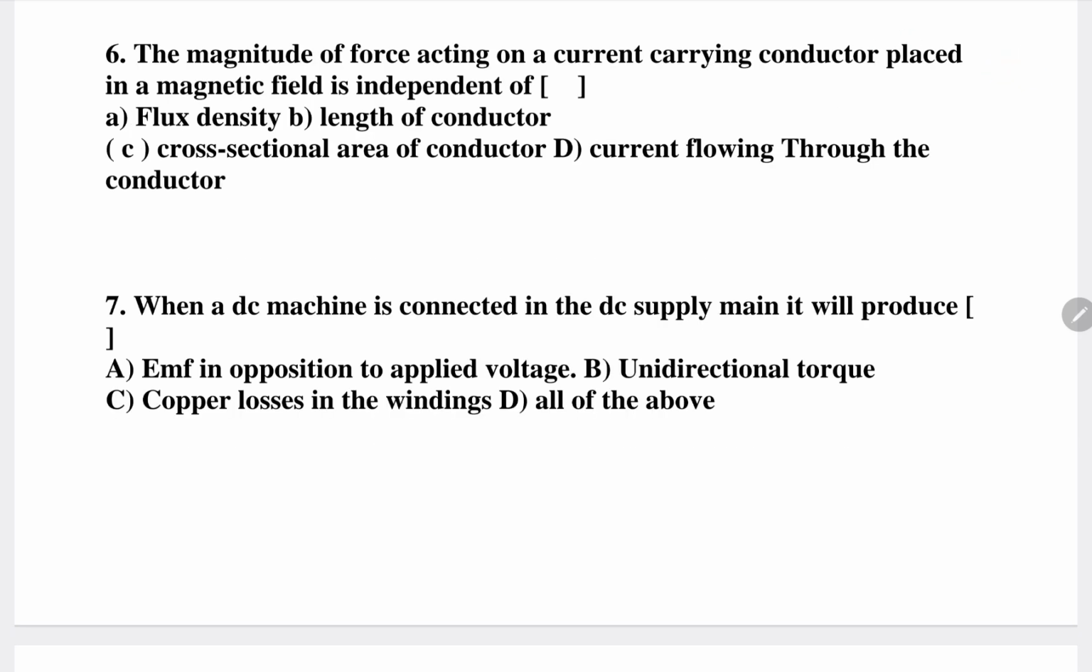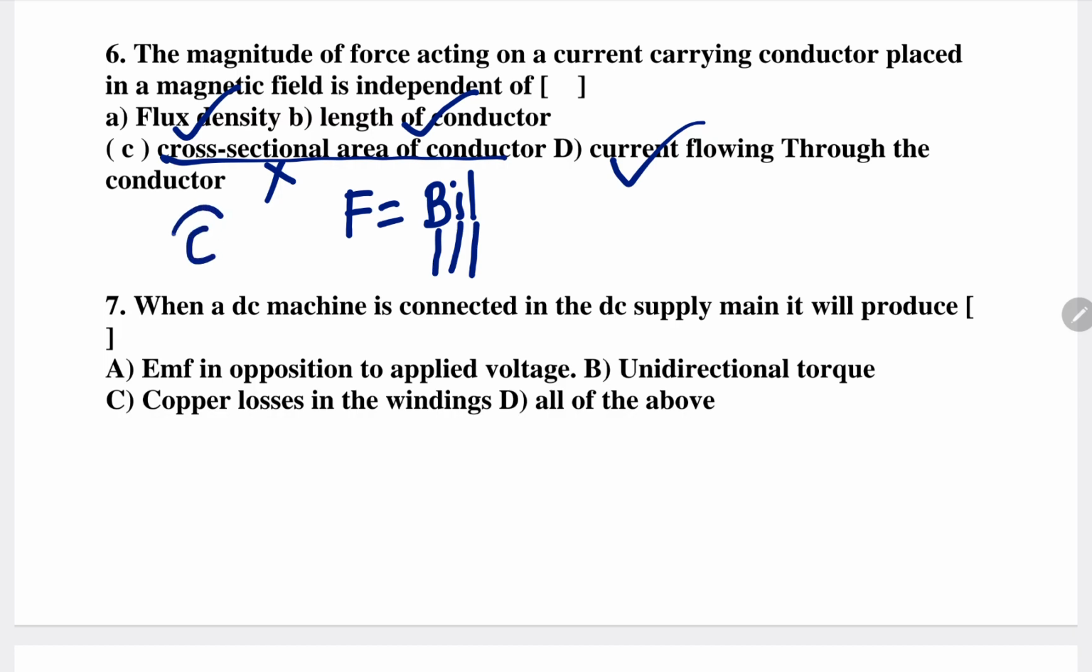Next, the magnitude of the force acting on a current carrying conductor in a magnetic field is independent of what? The force on the current carrying conductor is F is equal to BIL. So it depends on flux density, on the length of the conductor, and on the current flowing through the conductor. It is not going to depend on the cross sectional area of the conductor. So the correct answer is C. The force on the current carrying conductor is independent of the cross sectional area of the conductor.